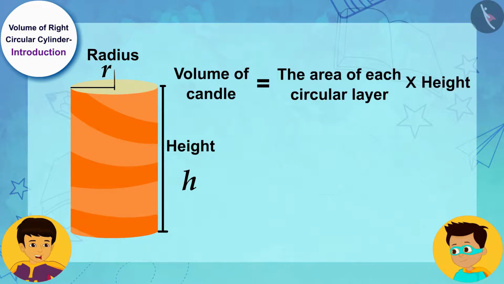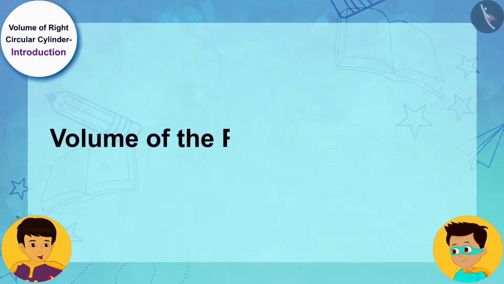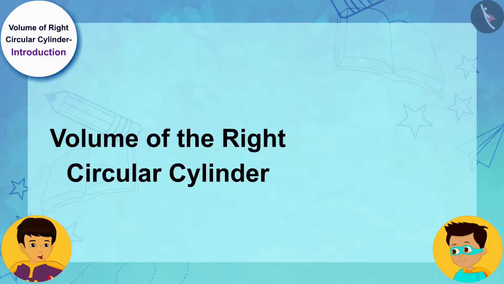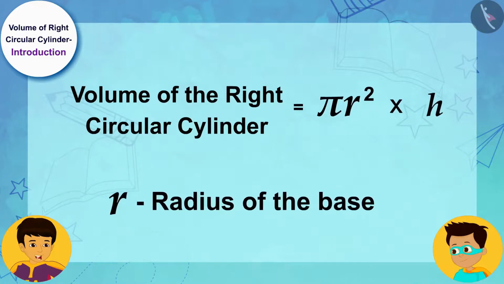The area of each layer is equal to pi r square, and here the height of the candle is h. Therefore, we can say that the volume of the right circular cylinder is equal to pi r square h, where r is the radius of the base and h is the height of the right circular cylinder.